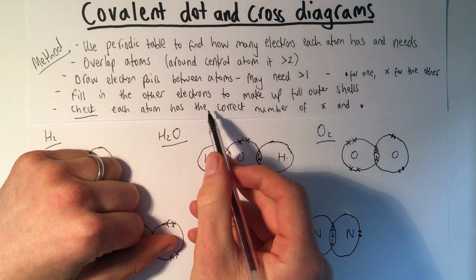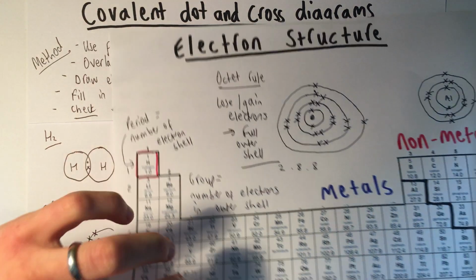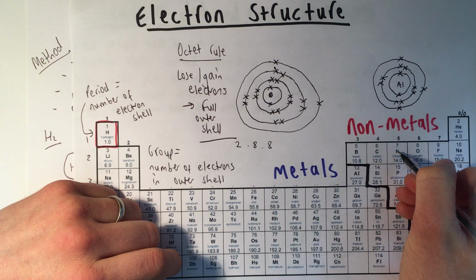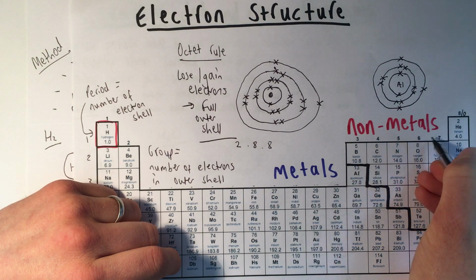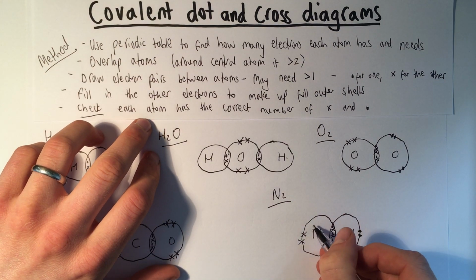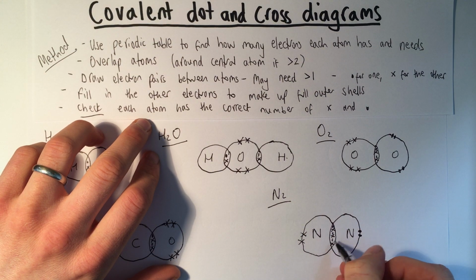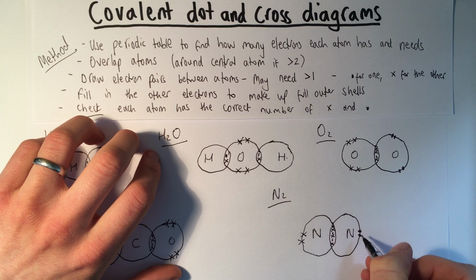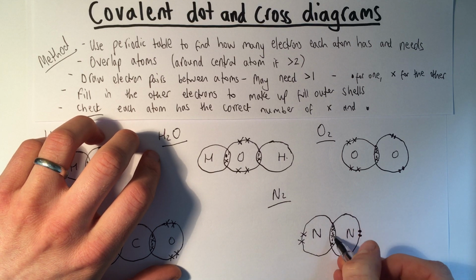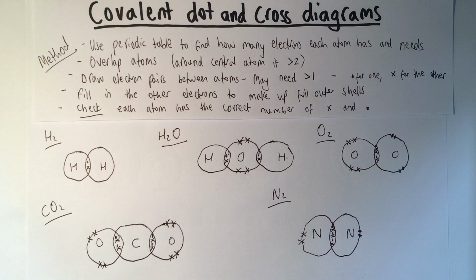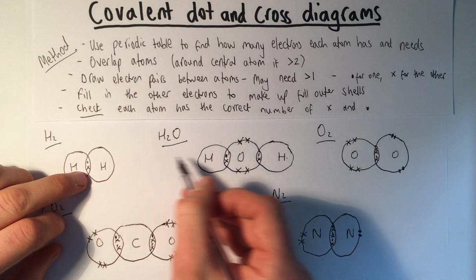Let's just check that each atom's got the correct number. Because it's in group 5, each nitrogen atom should have 5 electrons and it should have received 3 more. So this one should have got 5 crosses and received 3 dots. Let's count. 1, 2, 3, 4, 5. Yep. And 1, 2, 3 dots. Good. And this nitrogen atom should have got 5 dots and received 3 crosses. 1, 2, 3, 4, 5 dots, and it's received 3 crosses. So that's all good. So those are my dot and cross diagrams.